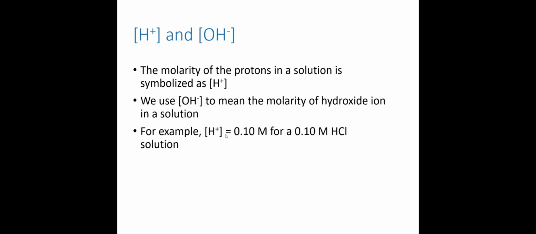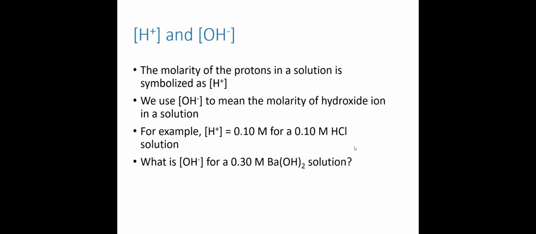So for example, let's say we had a 0.10 molar hydrochloric acid solution. Hydrochloric acid is a strong acid. It completely dissociates in water. So every 1 mole of HCl would give you 1 mole of protons and 1 mole of chloride ions. So it should make sense then that if we have a 0.10 molar solution, the molarity of H+ would be exactly the same. And this would be true for all the strong acids except for sulfuric acid, which has 2 acidic protons.